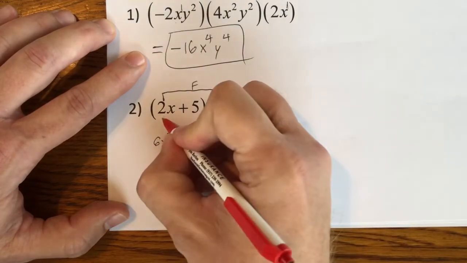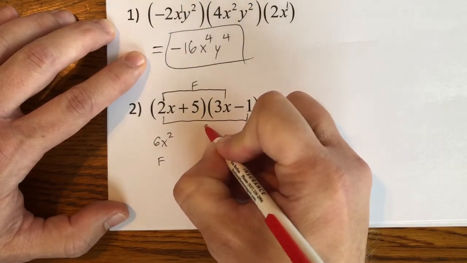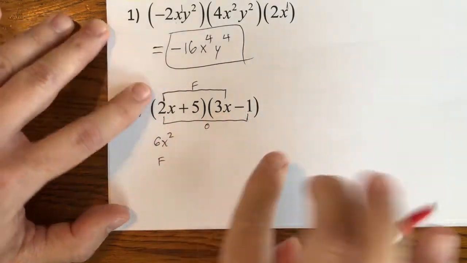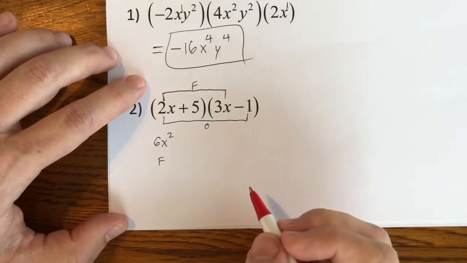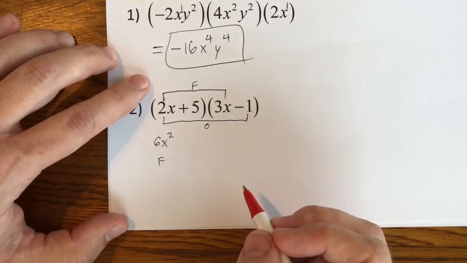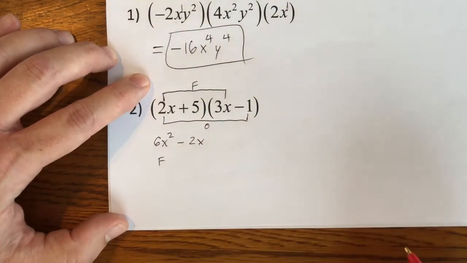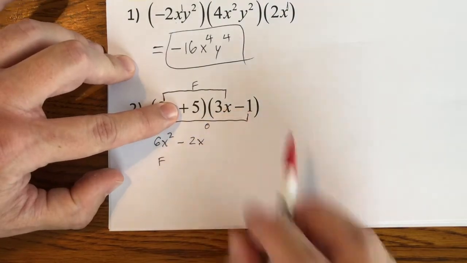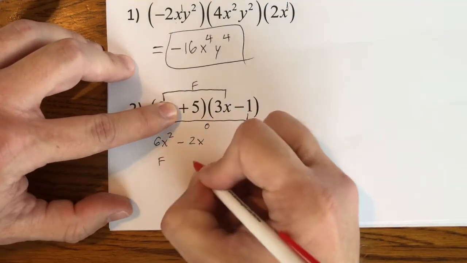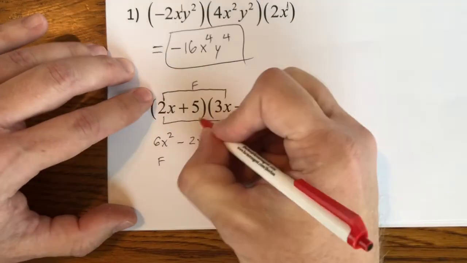And then we have the outside part. So the outside part, right here, would be the outermost terms here. So 2x times negative 1. Well, 2x times negative 1 is negative 2x. So now we're finished distributing, really, the 2x through the quantity of 3x minus 1. And we've completed half of the FOIL process. Let's finish the FOIL process now.